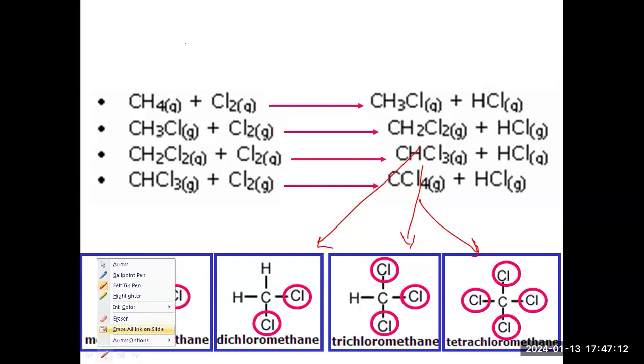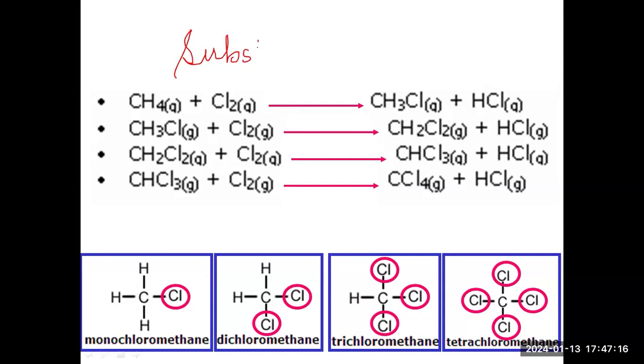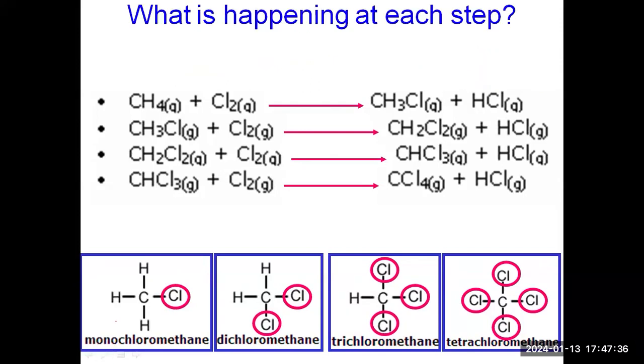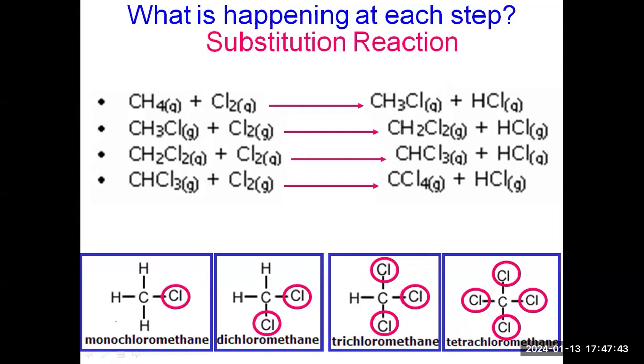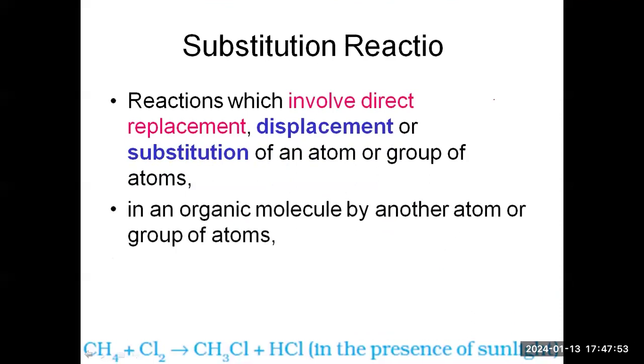So these are called substitution reactions. It's just like a player who got hurt and was substituted, right? So substitution reactions are the ones where hydrogen can be removed and some other substance can take its place. In your textbook, this equation is given. Substitution reactions can take place only in saturated compounds. All right.